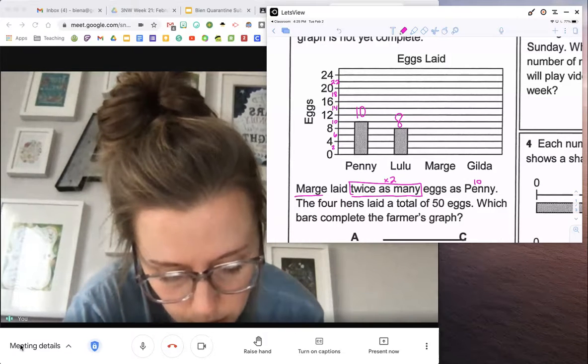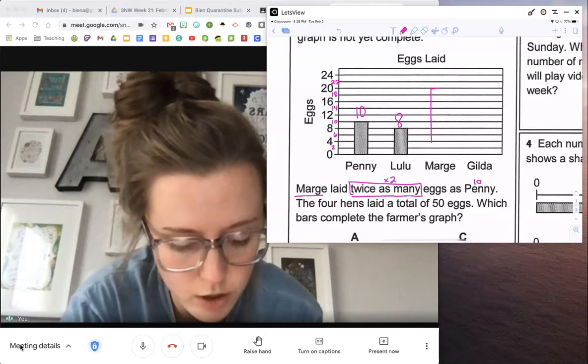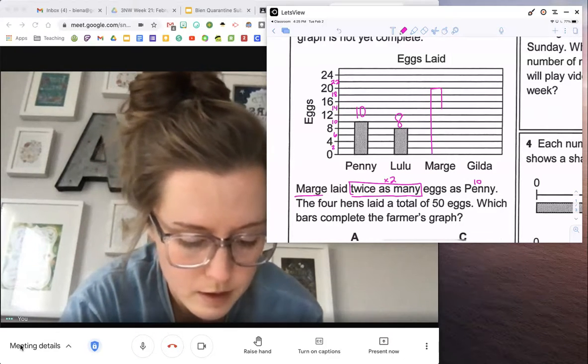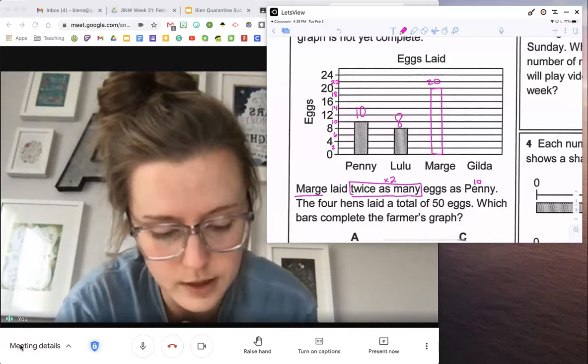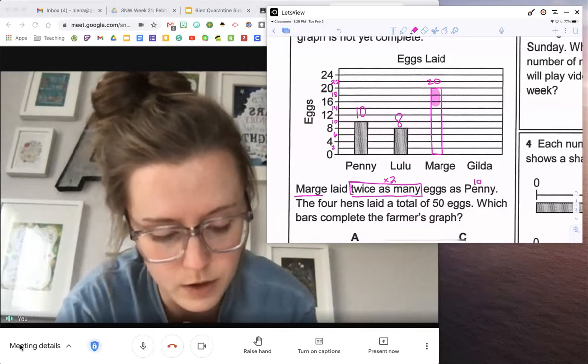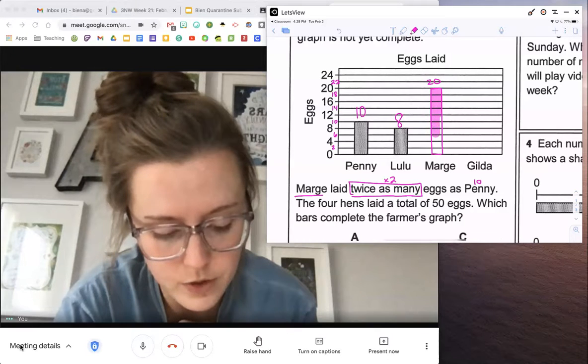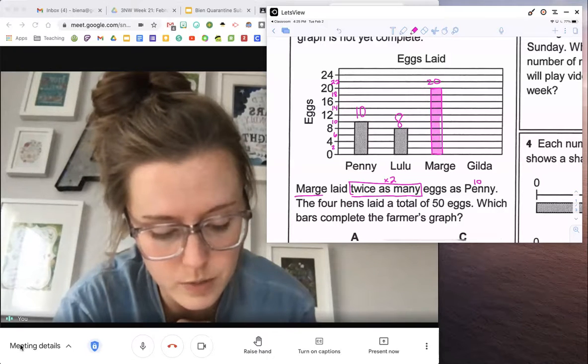So let's add Marge to our chart. Okay, be careful and make sure you get Marge on the right line. Make sure it lines up right. You should have 20 for her. If you need more time, if you get behind at some point, just pause the video.